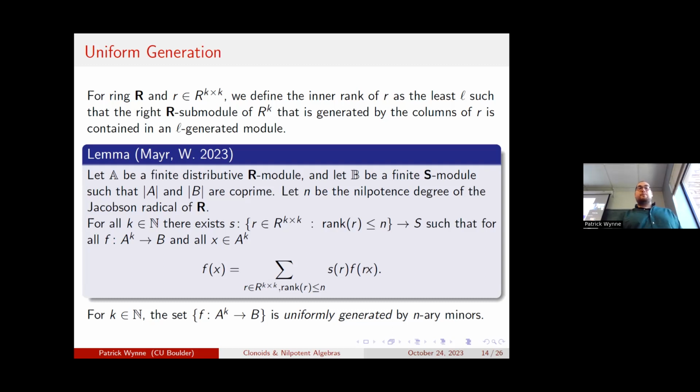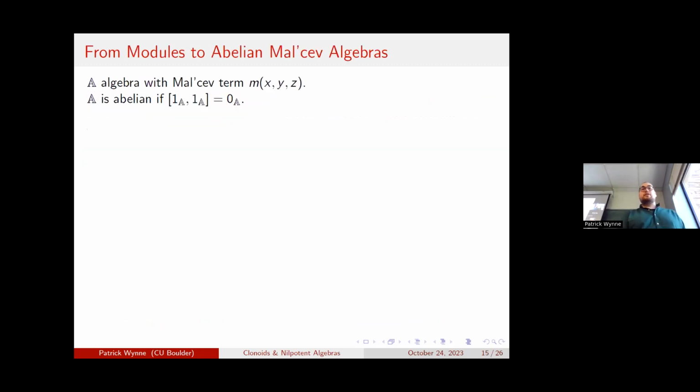And we can use this uniform generation to generalize from modules to abelian Mal'cev algebras. I'll talk briefly about what an abelian Mal'cev algebra is. An algebra is abelian if the commutator of the largest congruence on A with itself gives us the trivial congruence. Here, this is just our normal commutator. If you haven't seen the commutator before, just think of it as the group commutator, so we just have [G, G] equal to the trivial subgroup.